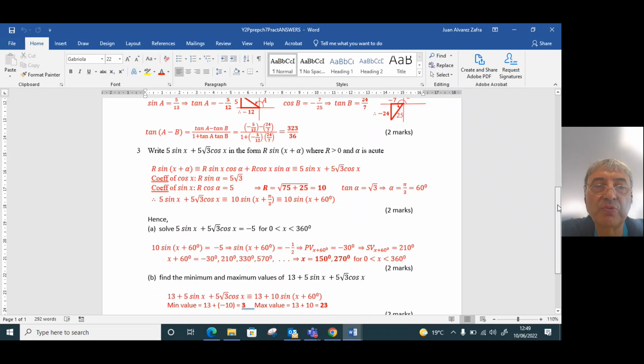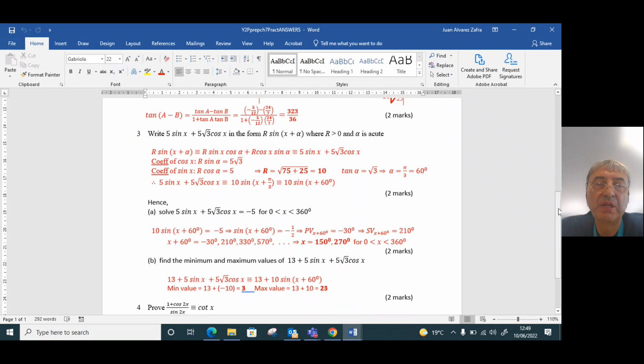Okay, so that's question 2. Question 3 is a major new technique in Year 2. I'll say more about this in class because there's quite a lot to say about it. But let's look at this question and give you the minimum that you need to answer it.